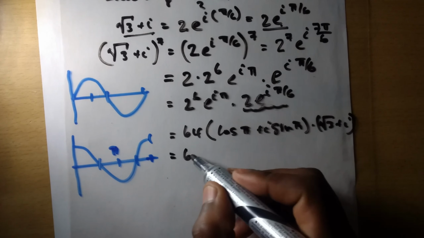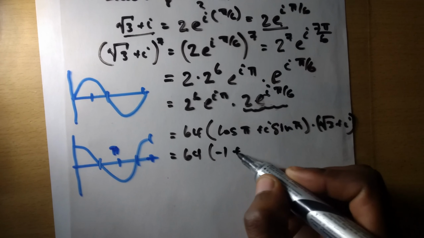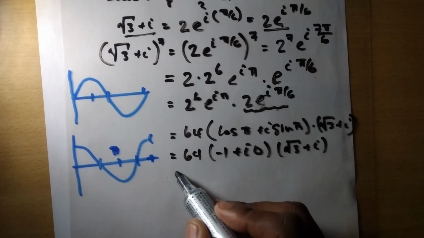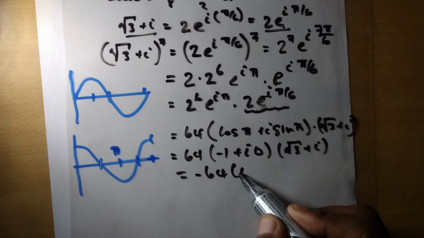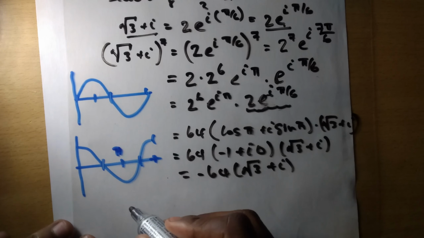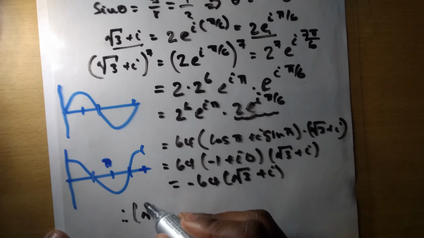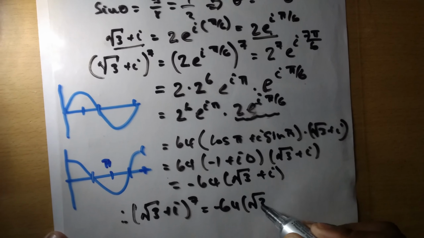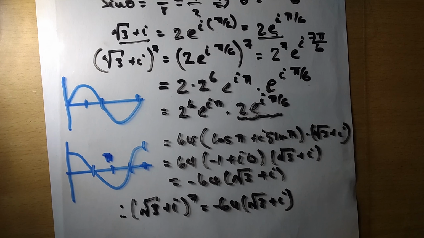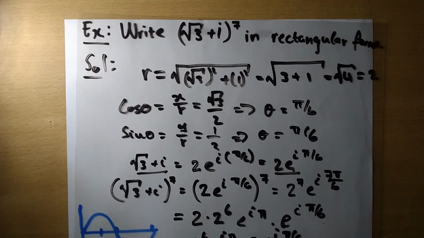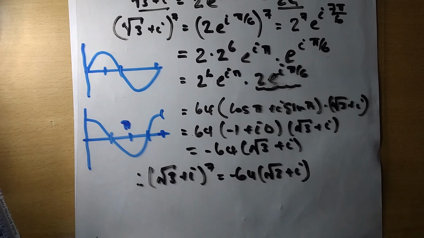So we're going to have now 64 times (-1 plus I times 0) multiplied by the root of 3 plus I, which is just -64 multiplied by the root of 3 plus I, which is our final answer. Okay, then we can say now, therefore, the square root of 3 plus I to the 7 is equal to -64 square root of 3 plus I. Okay, so we've written this in rectangular form, or rectangular coordinates, whatever you want to call it. So this in rectangular coordinates is just equal to that.